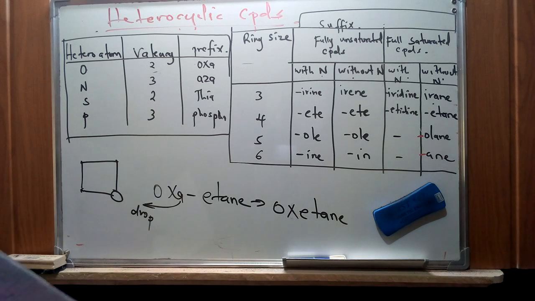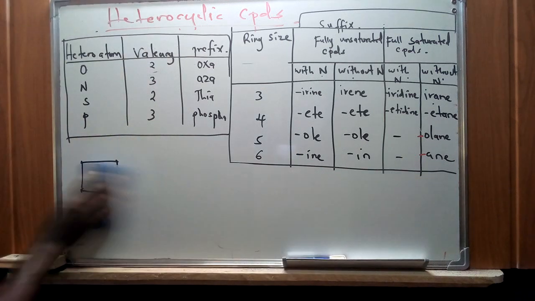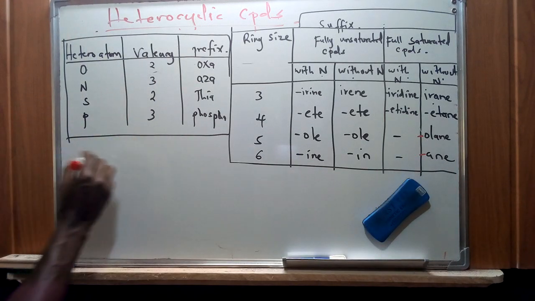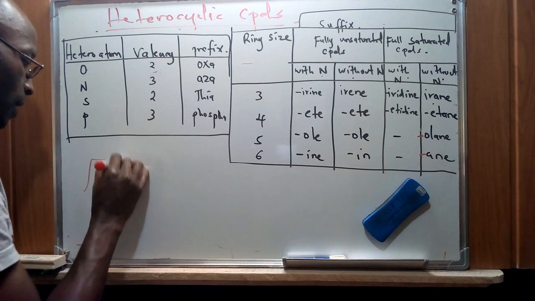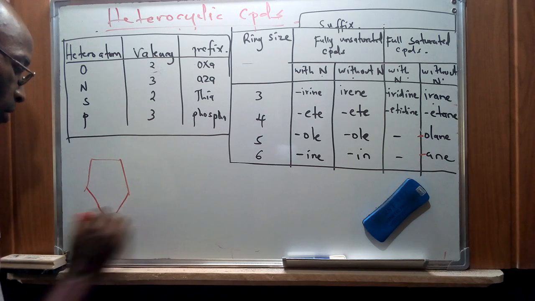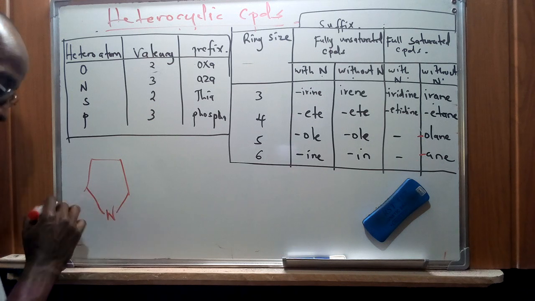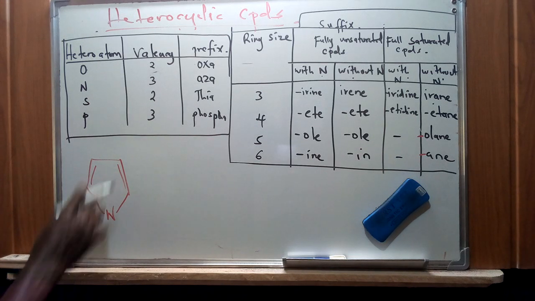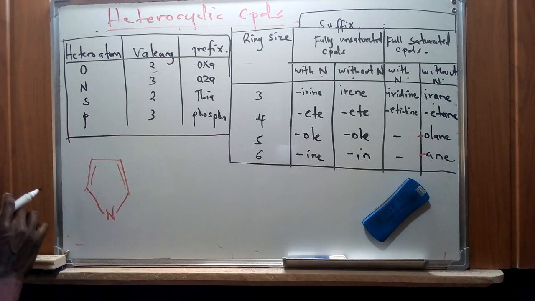Maybe we can give a last one. As we have talked about saturated, we can just give an example of an unsaturated compound and try to see also how we can name it. So we have this compound which contains nitrogen. Of course, it's unsaturated, perhaps an aromatic compound. So we just want to look at that. So it's 1, 2, 3, 4, 5.